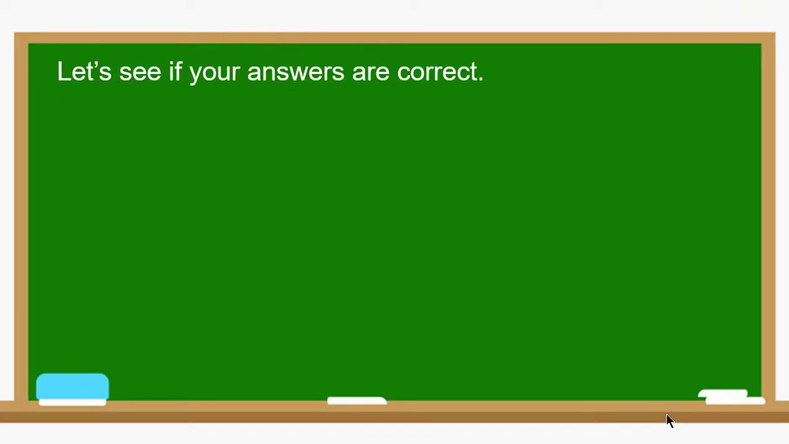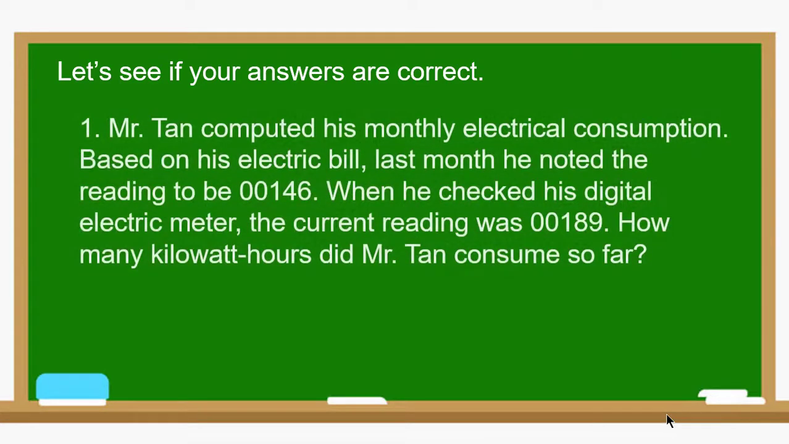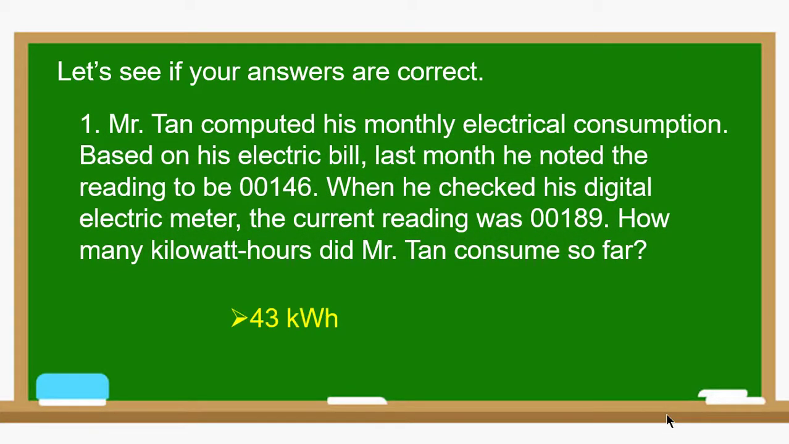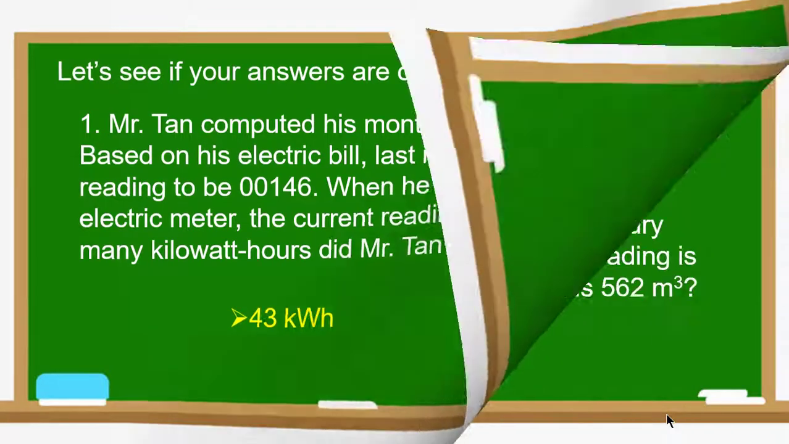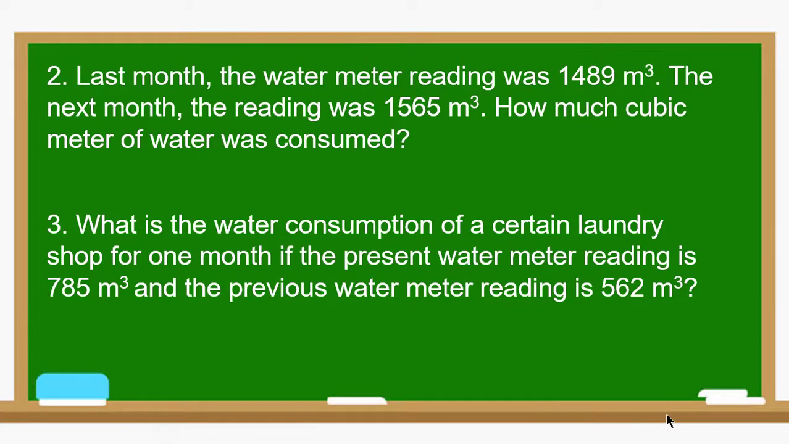Let's see if your answers are correct. Number 1, the answer is 43 kilowatt hour. Number 2, the answer is 76 cubic meters. Number 3, if your answer is 223 cubic meters, you are correct.